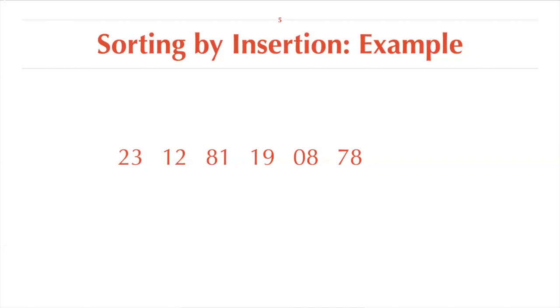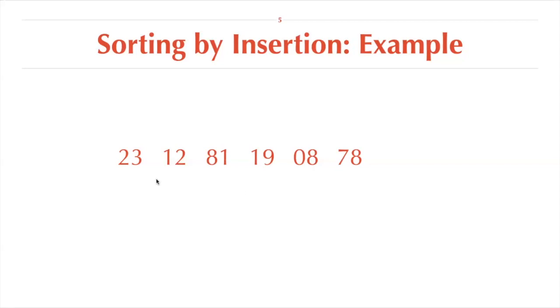So how do we find that appropriate place? That is part of the algorithm, and that decides how efficient the algorithm is, how many comparisons there are and how many moves there are. Here we have one array, and the numbers are 23, 12, 81, 19, 08, 78. This is an unsorted array, and we have to sort it in ascending order. So what will we do?